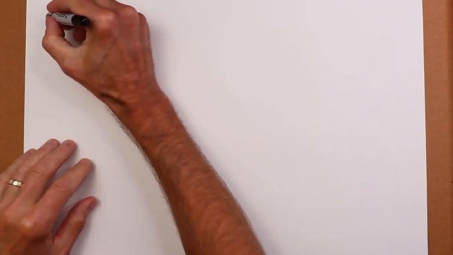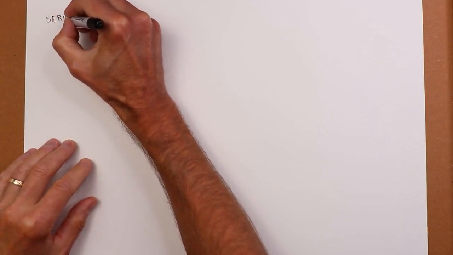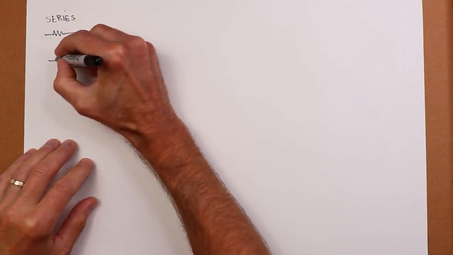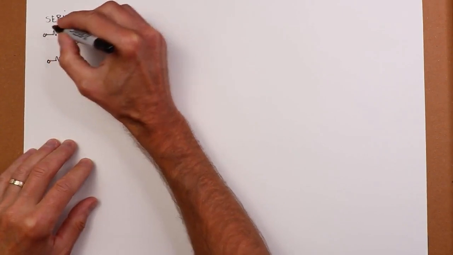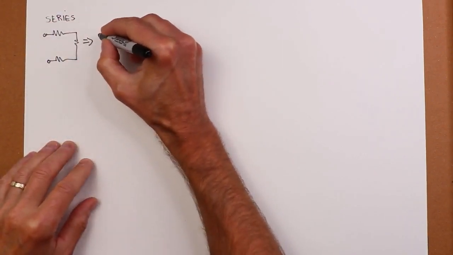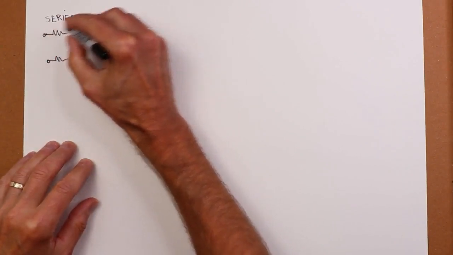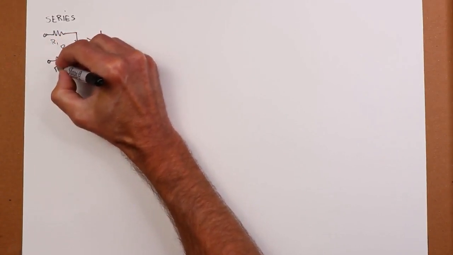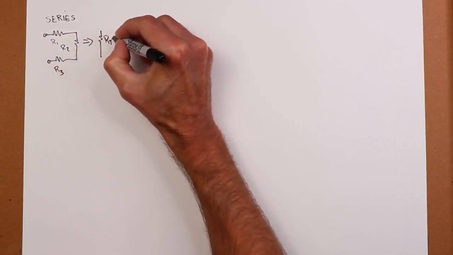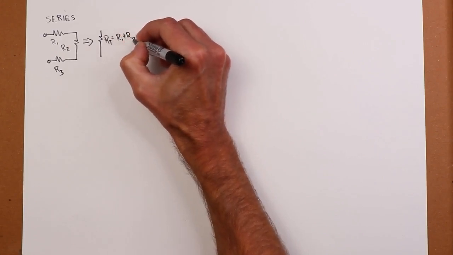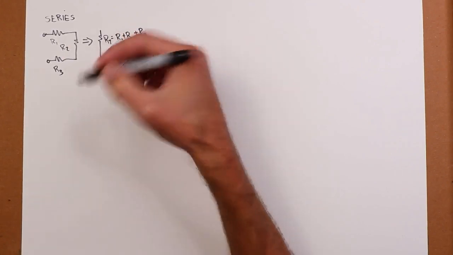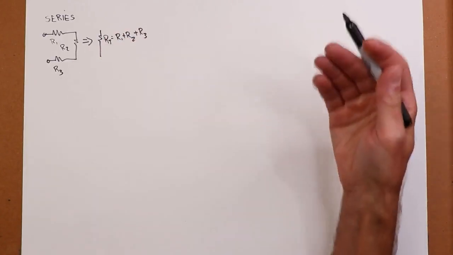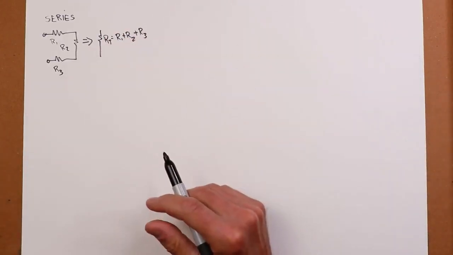We talked about series, where we would have maybe something like this. And we discovered that when you would look into this, this was equivalent to just a single resistor. It was equal to the sum of these three. Right, so if we just call this R1, R2, and R3, then our total was just equal to R1 plus R2 plus R3. And that was kind of obvious, right? It's adding resistance to current flow. So as we add more resistors, there's more resistance. We just add them up, and that's what we get.